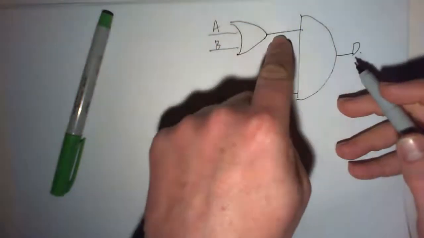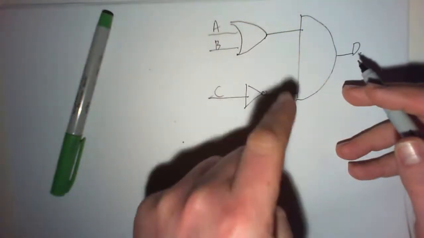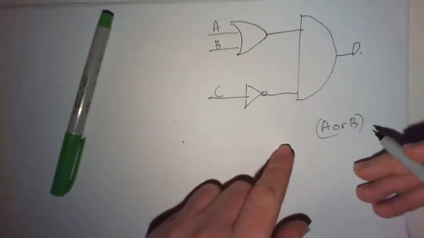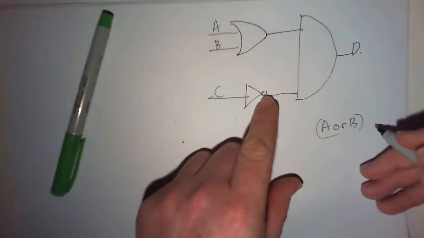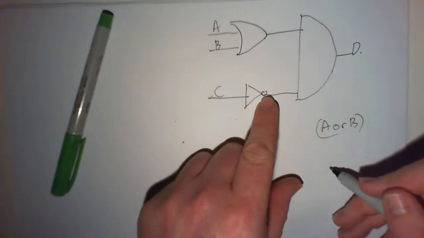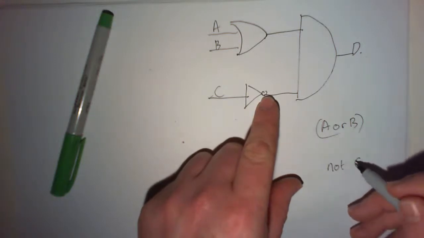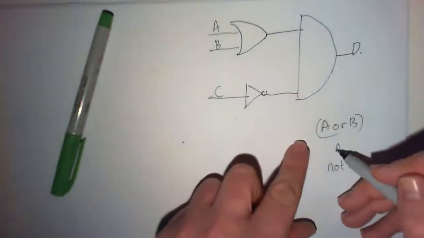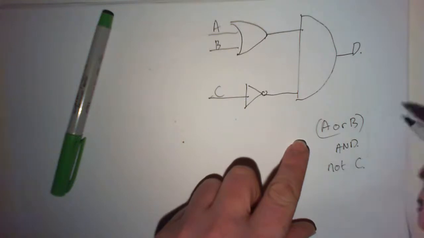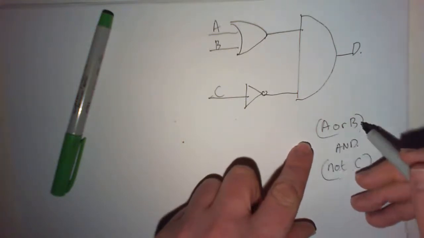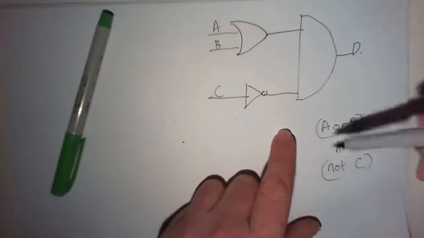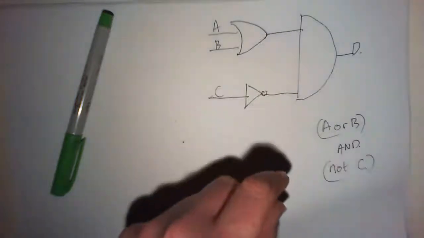So what's this going to be? Whatever comes out here has to be A or B, isn't it? Okay, what comes out of here? This has to be not C. And. So D has to be A or B and not C. So that's the set theory, but I could actually put it into set code for you.